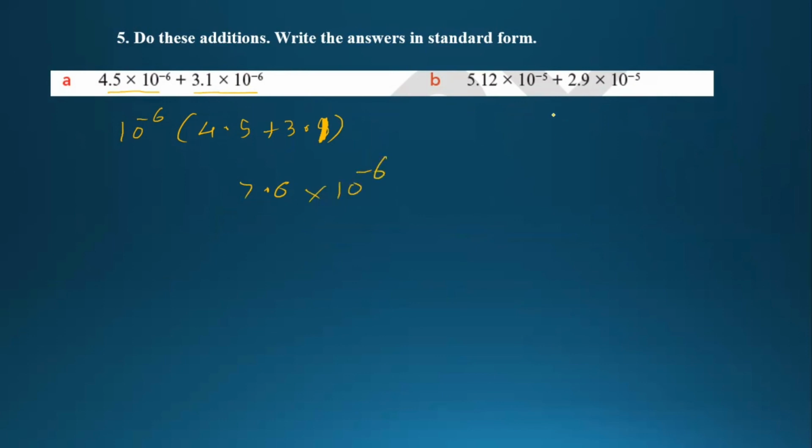Yes, it is in the standard form. Now here we can take 10 to the power minus 5 common. We are left with 5.12 plus 2.9. Come on, let us add this. 5.12 plus 2.9, we get 8.02 multiplied by 10 to the power minus 5.